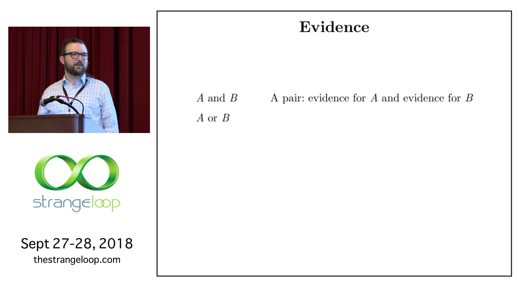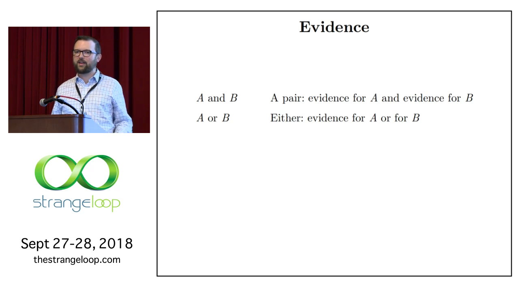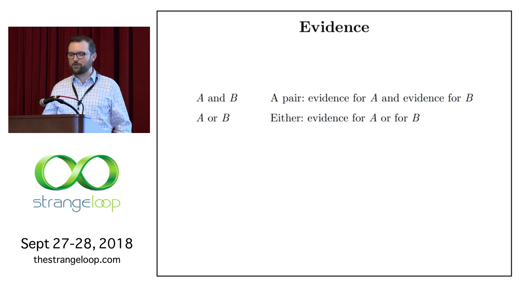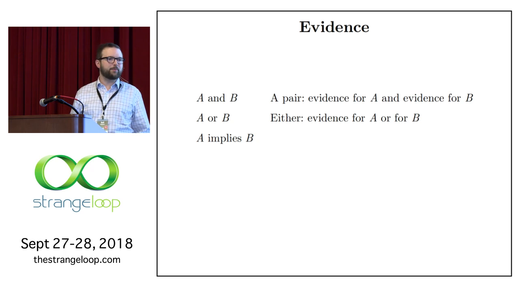And A or B, well, there's two ways that we could have evidence for A or B. We could have evidence for A, or we could have evidence for B. And Pie includes a type called Either, which captures this situation. What about evidence that A implies B?